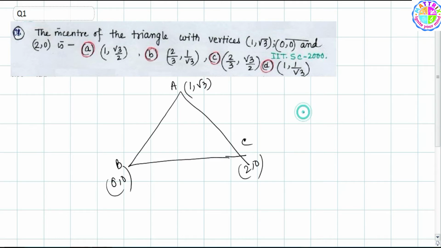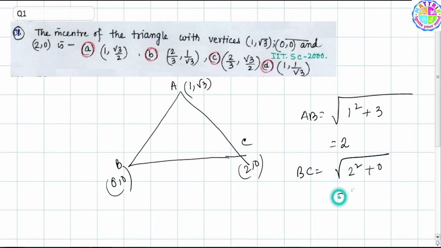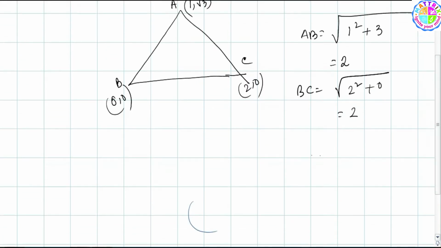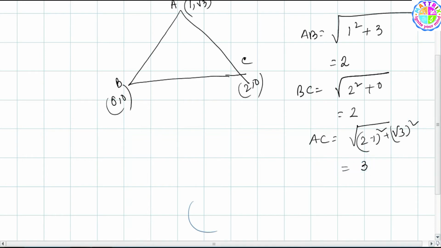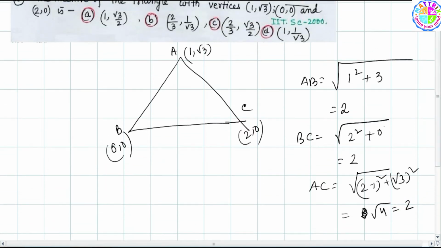तो ये वाले ट्रायंगल के अगर नाम देते ABC, if we calculate the length of the sides, AB equals root under 1 square plus 3, that is equal to 2, and BC equals root under 2 square plus 0, that equals 2, and AC equals root under (2 minus 1) whole square plus root 3 square, it equals root under 4 equals 2. तो देख के पता चल रहा है कि ये एक इक्विलैटरल ट्रायंगल है.